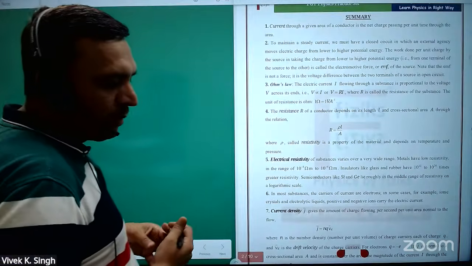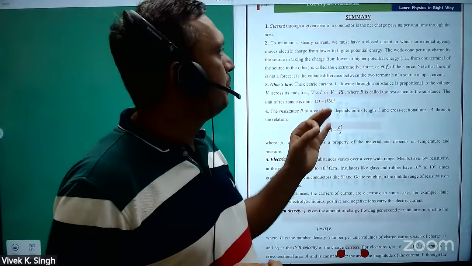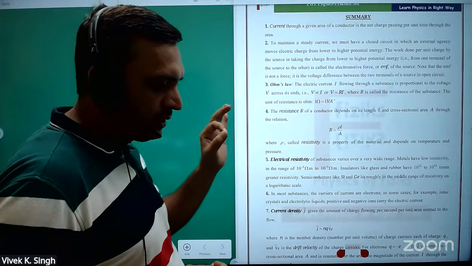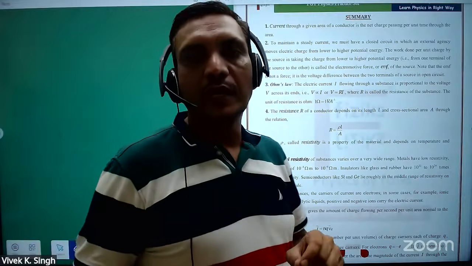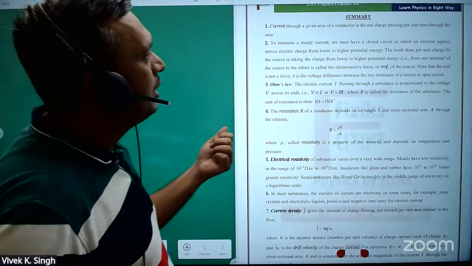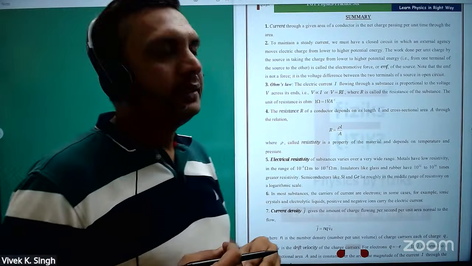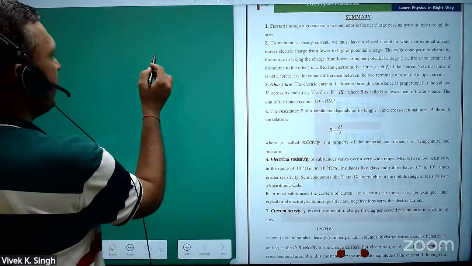So you know about the current. Current through a wire is the charge per unit time passing through a particular area. Charge per unit time crossing through a particular area, that will be a current. And if you want to set up a current, you have to supply some battery.